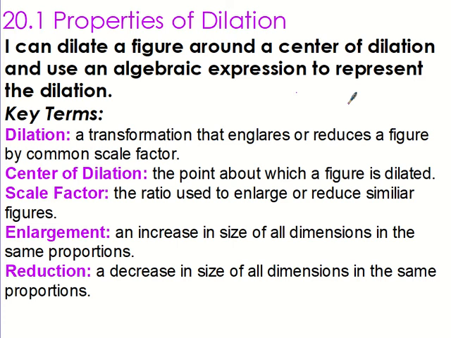All right, so we are doing 20.1, properties of dilation. So I can dilate a figure around a center of dilation and use an algebraic expression to represent the dilation. A dilation is a transformation that enlarges or reduces a figure by a common scale factor. The most common thing that dilates that we know of is our pupils, right? We even say they've dilated. So dilation is both, though, not just an enlargement, it's also a reduction.